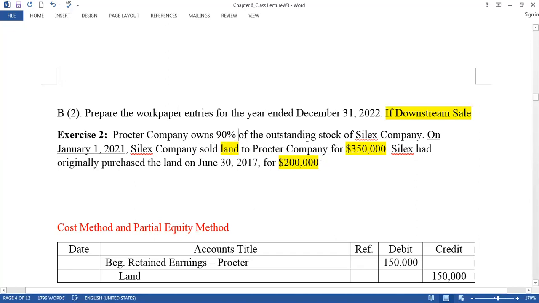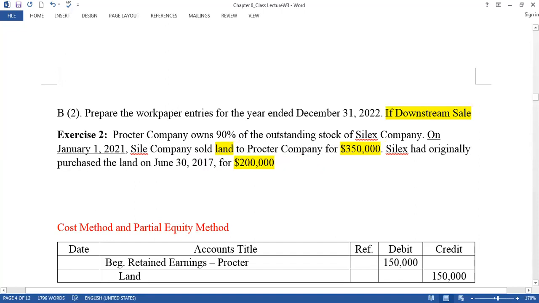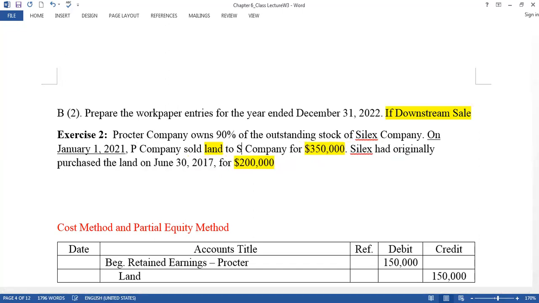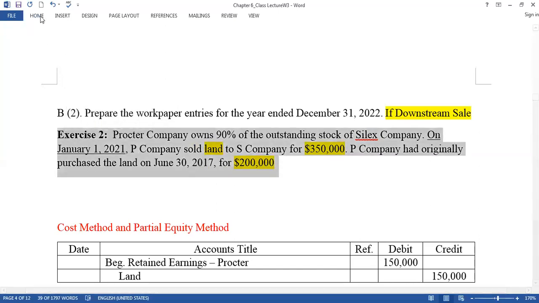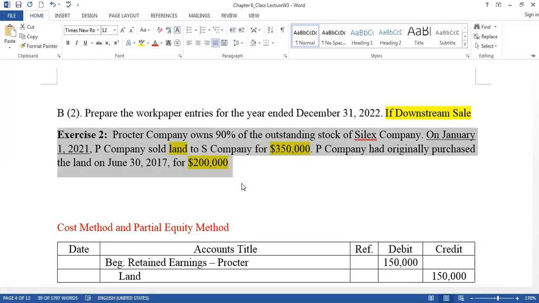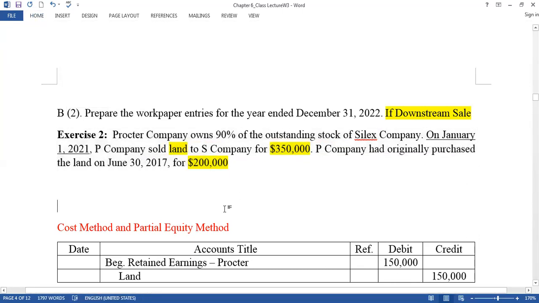So Procter company owns 90% of the outstanding stock of subsidiary company on January 1st. P company sells land to S company, and P company had originally purchased the land in June, something like this. So it is the same question, I just convert it to downstream, right? If we have downstream, then we don't have any NCI.